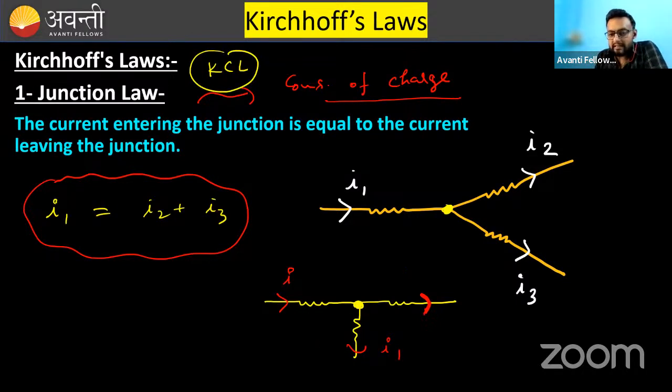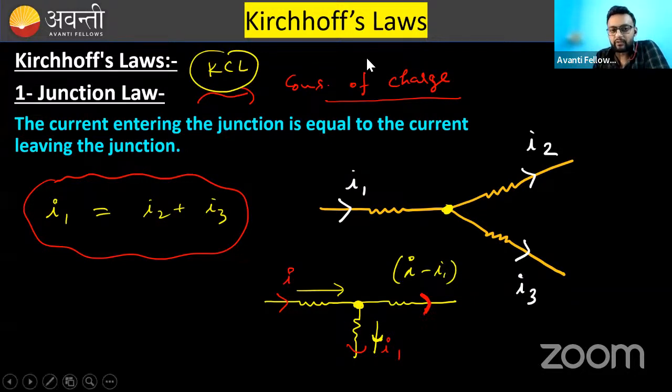So the current in this part of the circuit is I minus I1. I current is coming from this side. I1 is left there. So what is the remaining current? I minus I1, that should go there. Very good, Deepak. I think it is clear. Moving towards the Kirchhoff voltage law. Next slide.